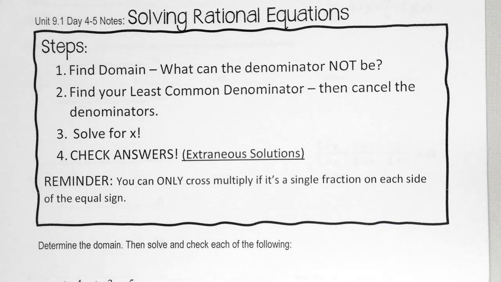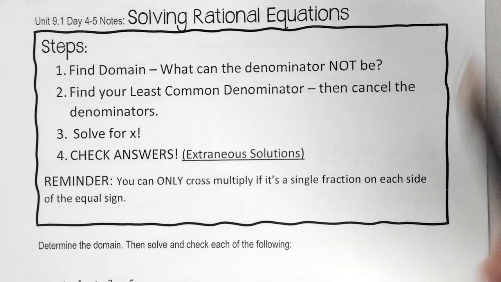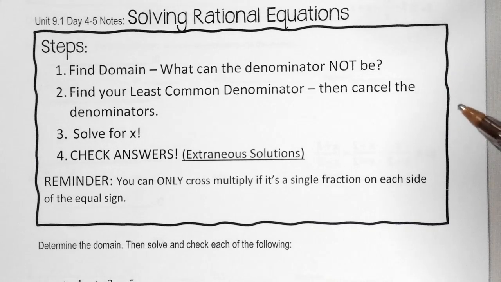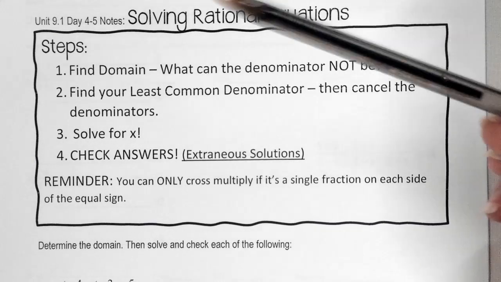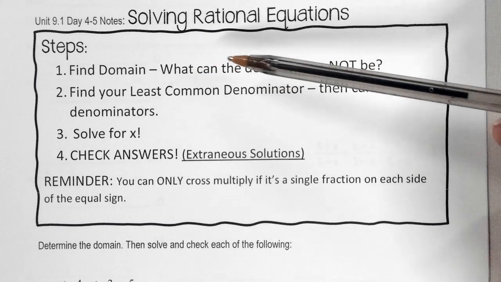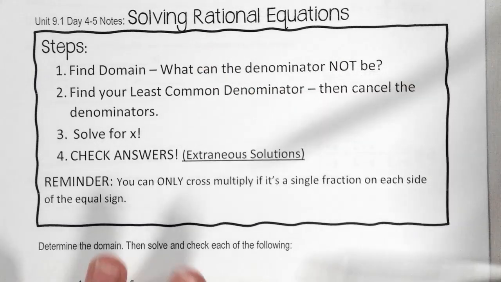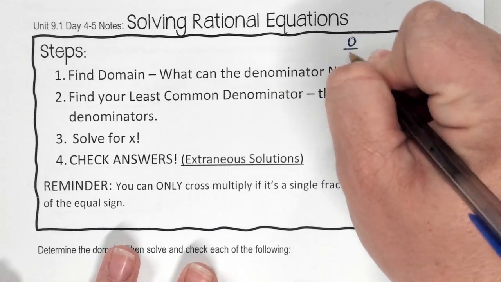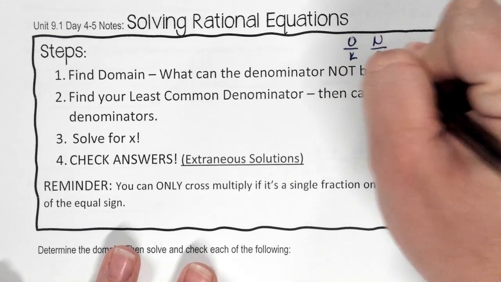Okay, we are solving rational equations. Rational means they're fractions and there's letters in the denominator, usually. So, step 1, find your domain. You're literally looking for what the denominator cannot be. A big reminder here is that it's okay to have a 0 on top. It's not okay to have a 0 in the bottom.